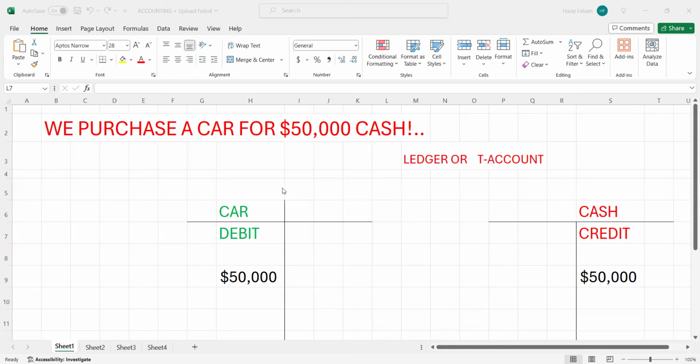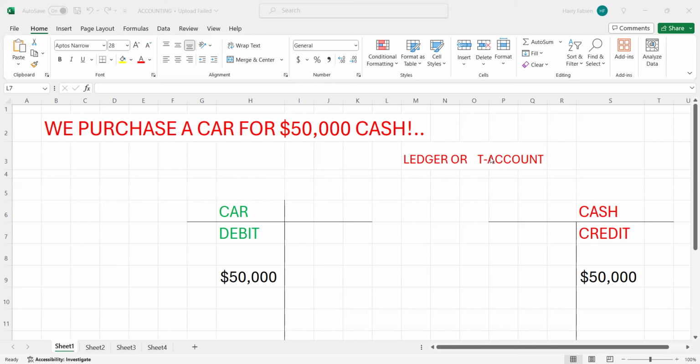Now, for instance, let's do this one. It's the same thing. I'm going to show you how you create your ledger. So it's the same. We purchase a car for $50,000 cash. So we call that a ledger or T account.